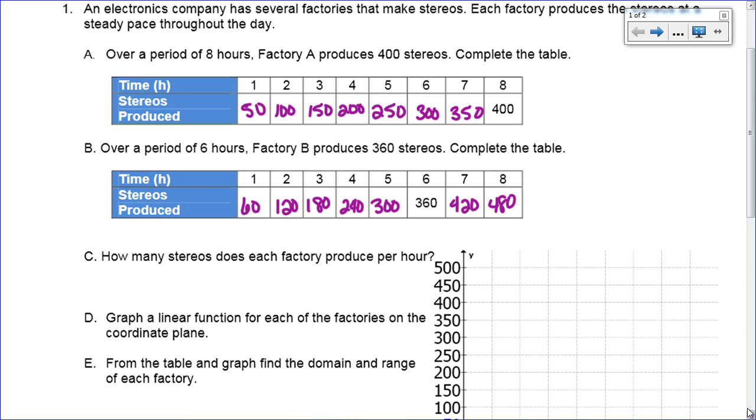So part C asks how many stereos each factory produces per hour. Well, we used that information to fill in our table. Factory A is 50 per hour, and B is 60 per hour.